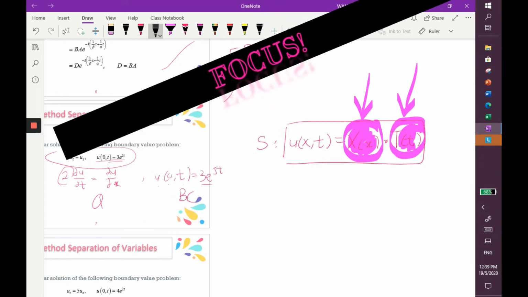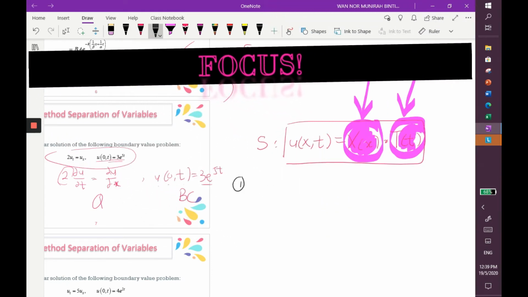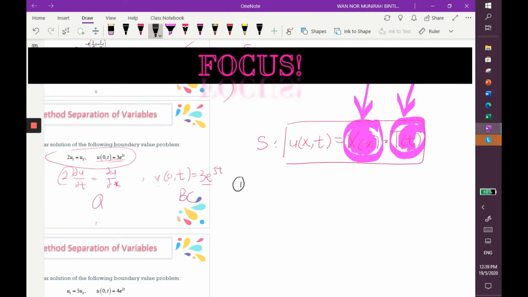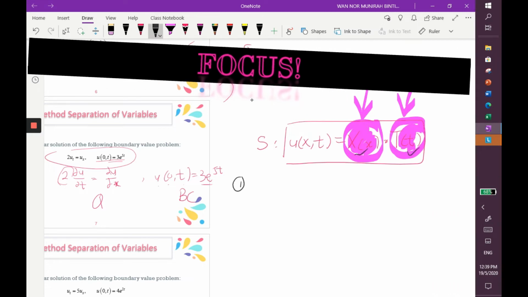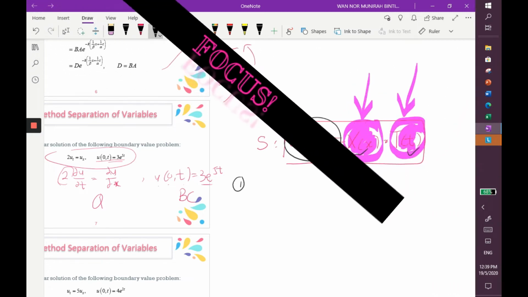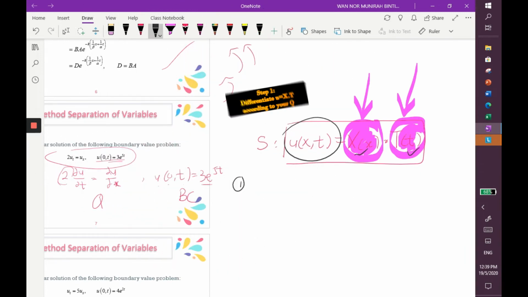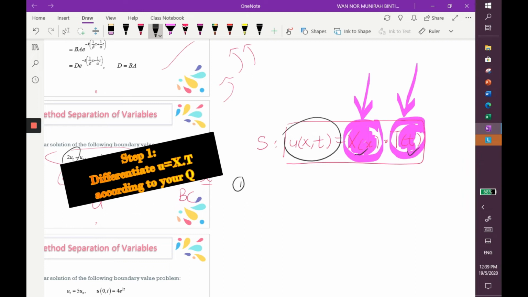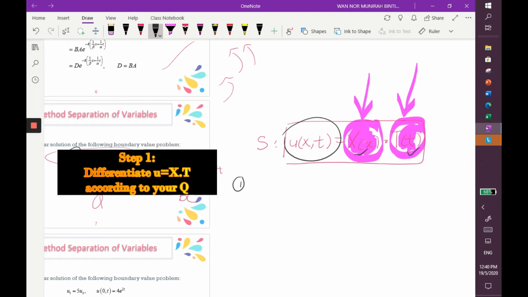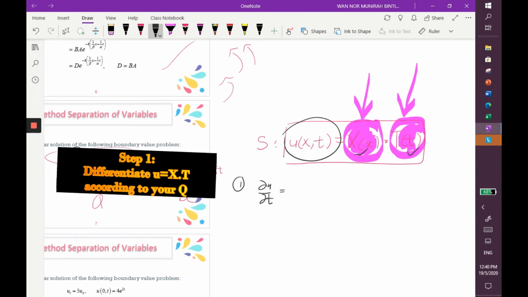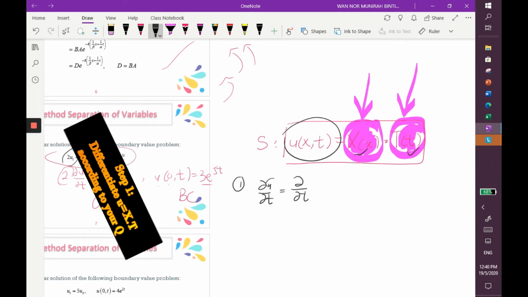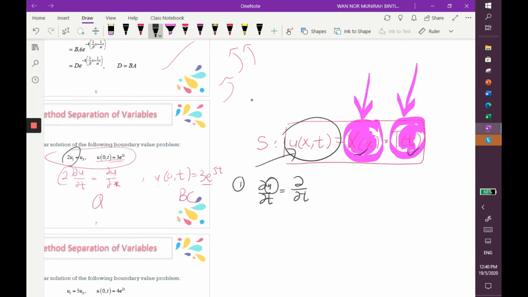The first step: in order to get the solution, you must begin with the solution, the solution of the SVM or the product solution. So look at your question. Your question has 2u sub t, and I just remain 2. Now find u sub t. U sub t is del u del t, so I just write del t. My u here is the solution, which is X times T.